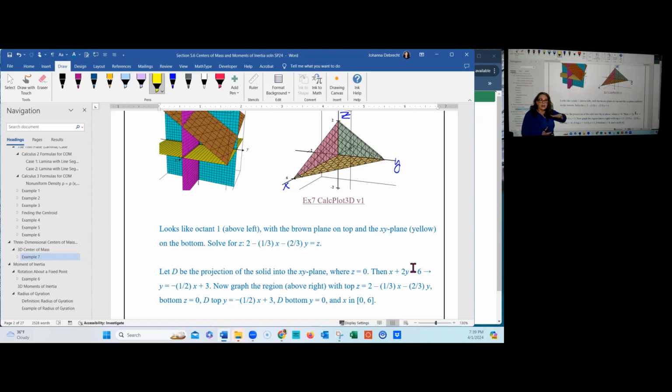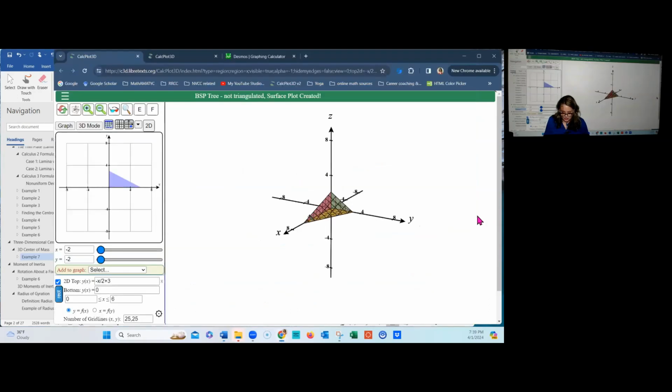I know that the base is Z equals 0, the top is Z equal whatever that slanted plane was. Y is going to go from Y equals 0 up to Y equal negative 1/2 X plus 3, but what about X? Well, in order to figure that out, you need to find where it crosses the x-axis again. So I can take this equation right here and figure out what region is trapped there in quadrant 1. It turns out to be 0 to 6, but let's take a look at this over here on CalcPlot 3D.